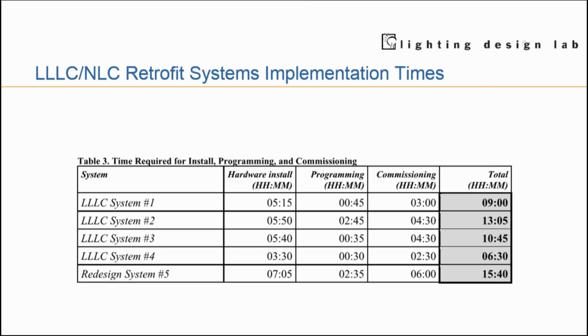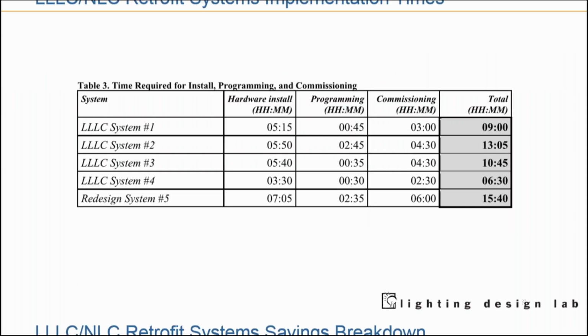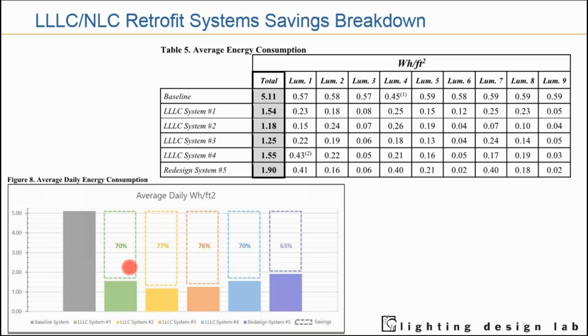And ultimately, you can see how each system performed in their savings. Just because it was a smaller sample size, we're looking at watts per square foot here, where your systems are all providing a good amount of savings, all within 60-70% savings.